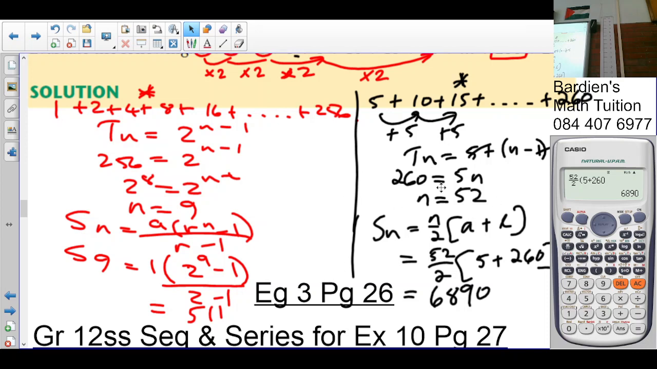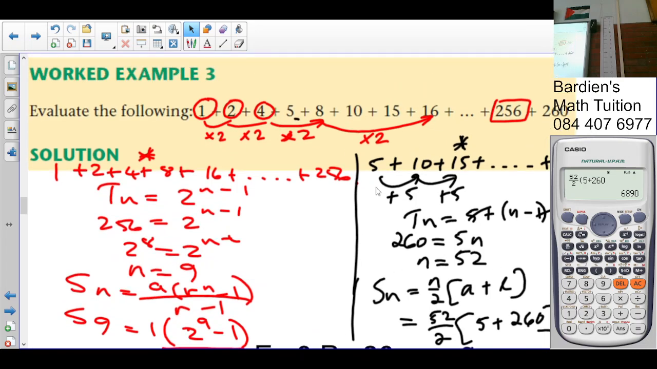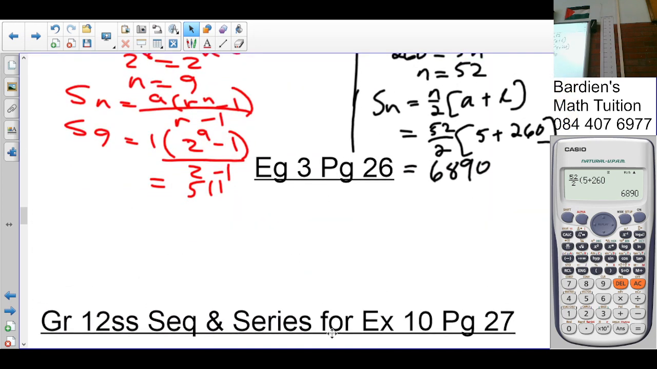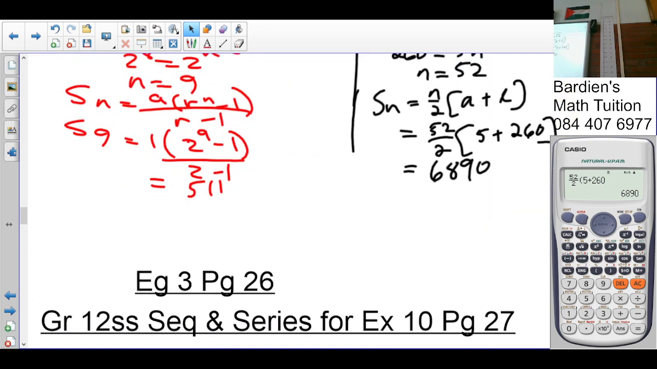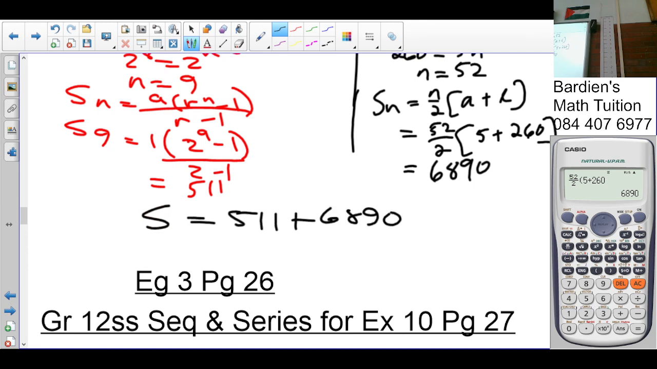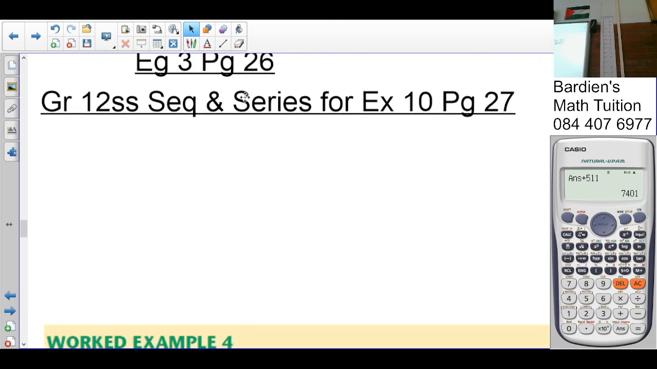No. Because remember, that's a combination of the two sequences. So I then say, yes, the series total is going to be 511 plus 6,890. Okay, so 511 plus 6,890 gives you 7,401. 7,401. Okay. So that's that. Let's look at the next one.